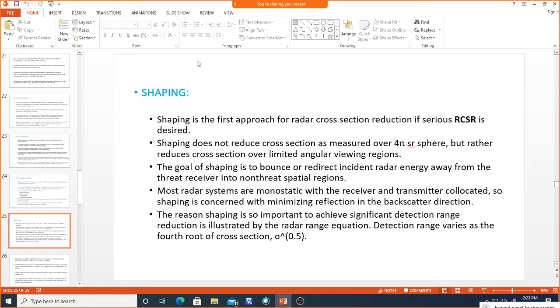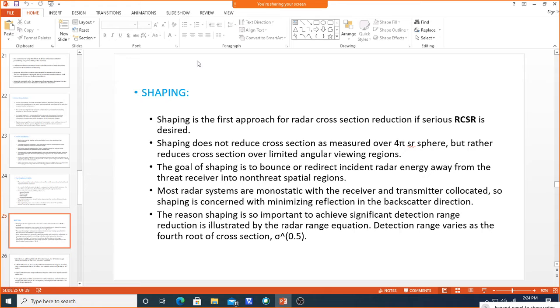Now the goal of shaping is to bounce or redirect the radar energy away from the threat receiver into the non-threat spatial regions. So what is meant by threat region, and what is meant by non-threat region? Threat region means, as I said, the scattering centers will act as a threat region, because it will return the echo in the maximum energy form, or reflect the waveform with maximum energy. And non-threat spatial region means those regions which will reflect minimum energy.